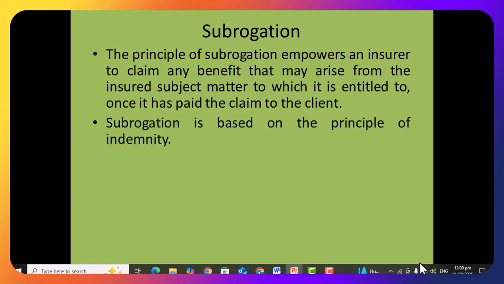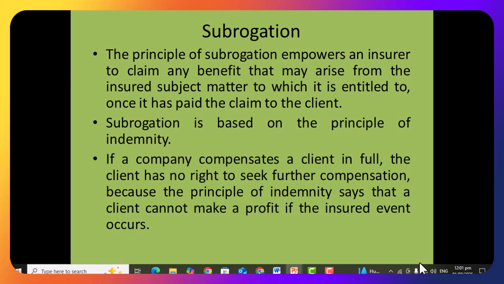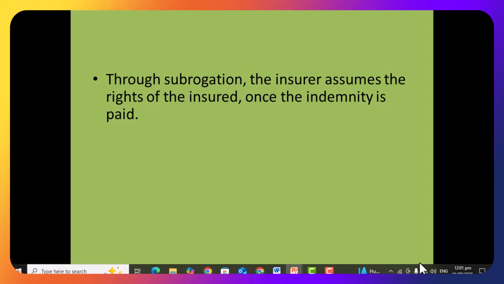Subrogation is based on the principle of indemnity, that the client shouldn't be profiting from an accident. So, if a company compensates a client in full, the client has no right to seek further compensation, because the principle of indemnity says that a client cannot make a profit if the insured event occurs. Through subrogation, the insurer assumes the rights of the insured once the indemnity is paid.